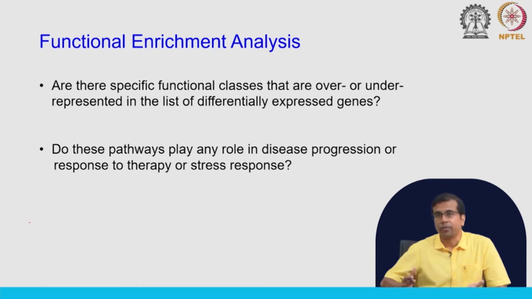And the question, if we are analyzing disease versus healthy samples, is probably one of the questions that will come to our mind. Do these pathways play any role in disease progression or response to a treatment or a drug or a therapy? Maybe these functional classes are generating some sort of resistance to therapy. Or if we are comparing condition 1 versus condition 2, where we are giving some stress to the cells, are these pathways associated with stress response? Are they helping in adaptation of the cells or the organism to that stress condition?